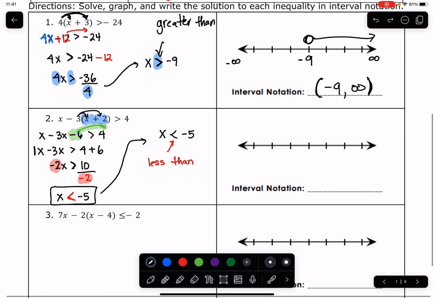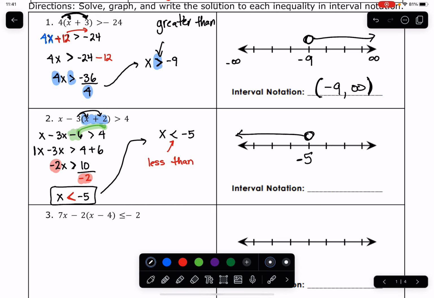So let's graph this solution on the number line. So we're going to put the negative 5 right here in the middle. Because it is not equal, no equal sign underneath it, we're going to use an open circle, and the arrow is pointing to the left. Less than are the numbers to the left of the value. So remember, my greater than numbers are always to the right, and my less than numbers are to the left, towards negative infinity.